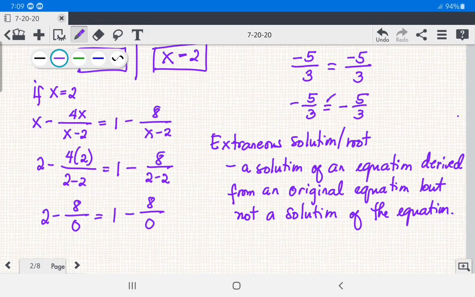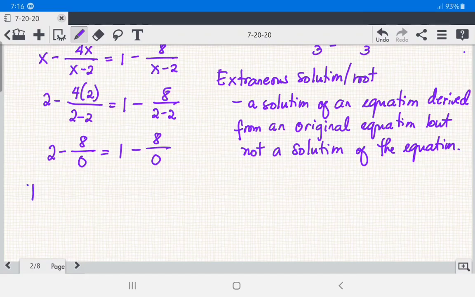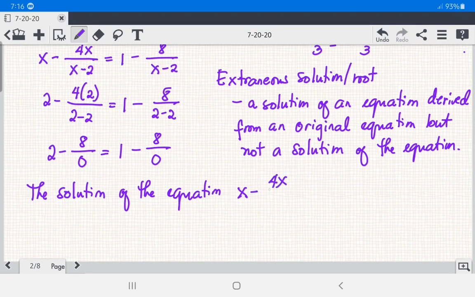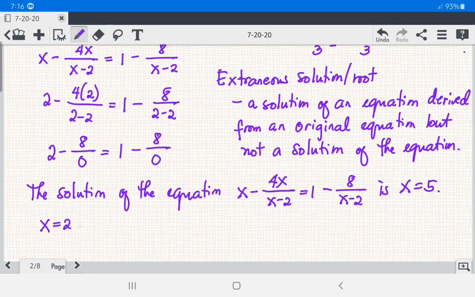Okay? So here, we can say that the solution of the equation x minus 4x over x minus 2 equals 1 minus 8 over x minus 2 is only 5, or x is equal to 5, because x equals 2 is what we call an extraneous solution. Extraneous solution. Okay? So that's it for number 1.